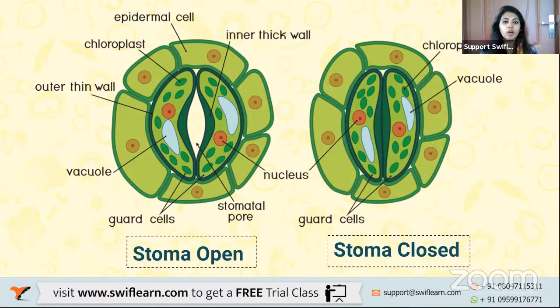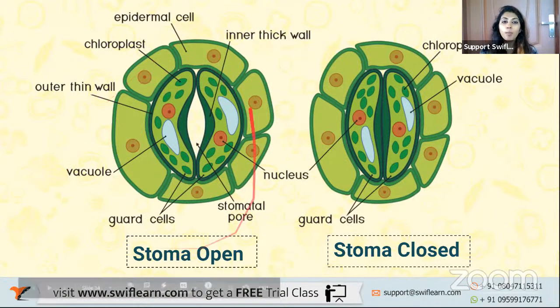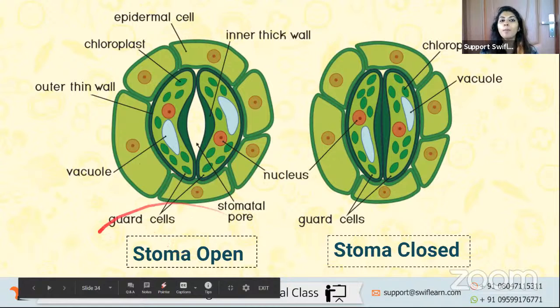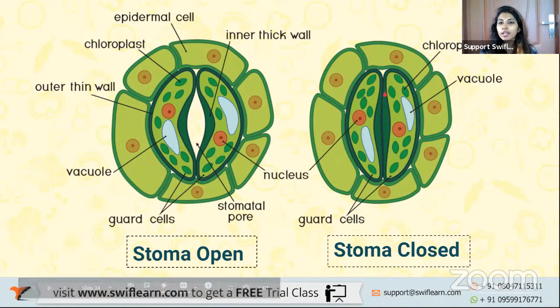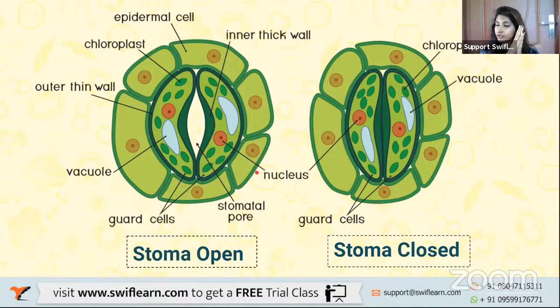That I will just say now. This stomata, can you see here, there is a gap. That is called the open stomata, or the stoma open. Here you can see that this space is not present here. The space is not present here. So we call this a closed stomata, or stoma closed. So what helps in the opening and closing of stomata?